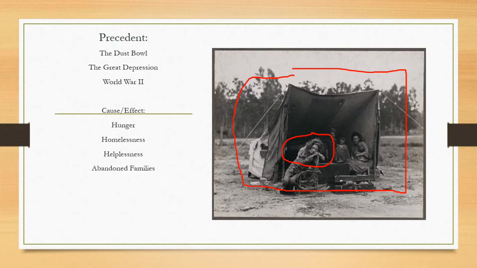And I might assume that the effect of this was abandoned families. I don't see a dad in any of this photo. So either dad is out looking for more work or looking for more food, or this family has been abandoned completely. And these three events also caused what looks to be despair. You can see the despair in the eyes of this lady.